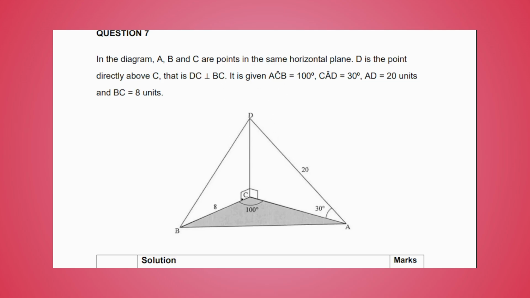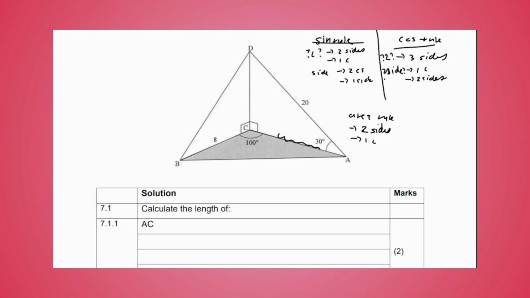The two lines are perpendicular. It is also given that this angle here is 100, this angle is 30, this length is 20, and this length is 8. So everything is indicated already for you beautifully on here. When you're looking at your 3 rules that you have for 2D, 3D trig, if you want to use sine rule to find an angle, you need 2 sides and 1 angle. To find a side, 2 angles, 1 side. And we always try and do sine rule first because it's easier.